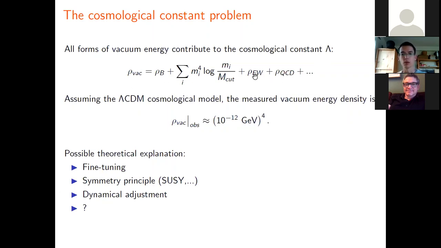So for example, the electroweak energy density should be of the order of the Higgs mass, so it should be 100 giga electron volt, so it's much larger than this 10 to the minus 12. So various possibilities. One, there is fine tuning between the various contributions. Actually, you can do that by hand. You can fine tune this free parameter here, such that the whole sum cancels up to this small piece.